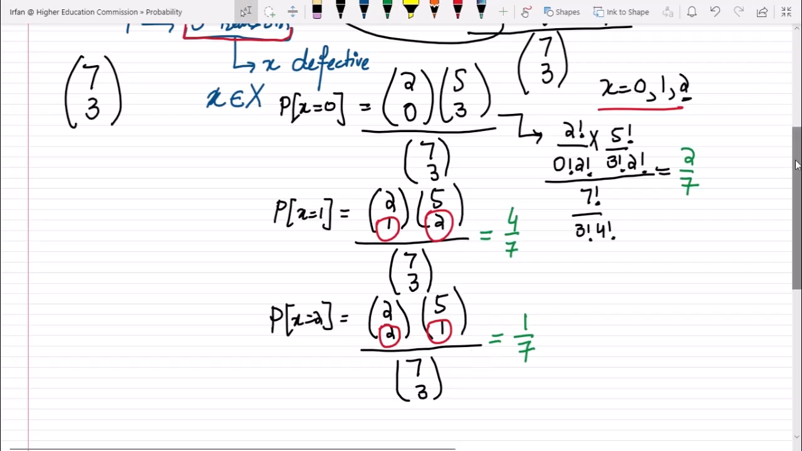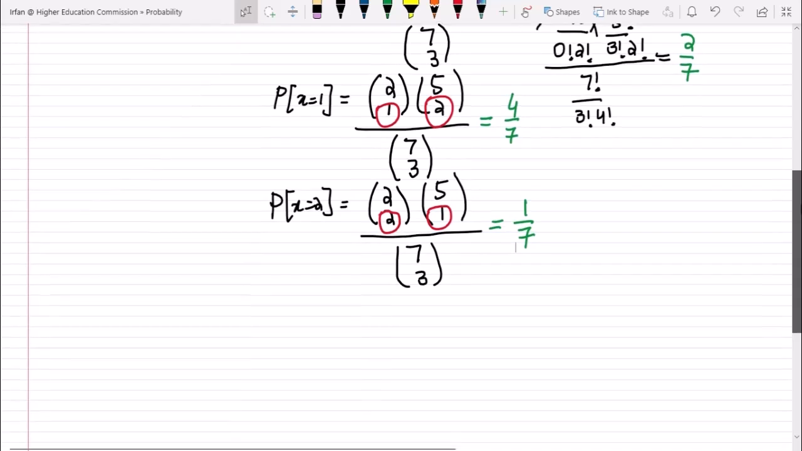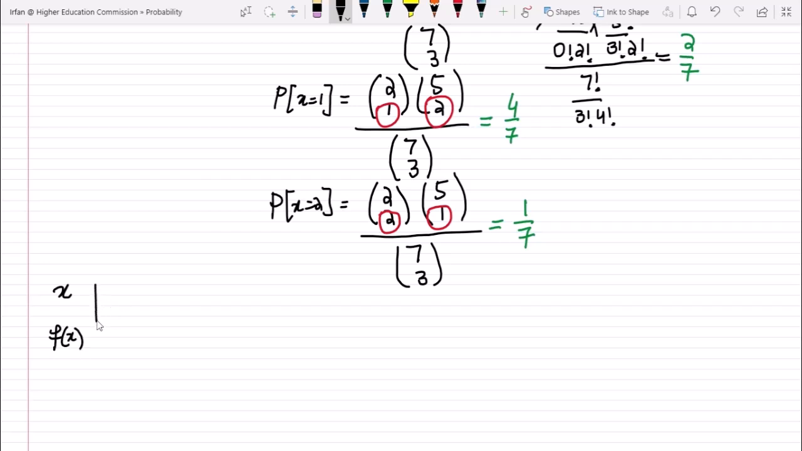Let me draw them graphically, because we are also told to draw them graphically. So first of all, let me draw them here. Here these are the values of x, and here we have the value of f of x. Here we have different values as 0, 1 and 2. Let me plot them here. So for 0, the value of f of x is 2 by 7. For 1 I have 4 by 7, and here 1 by 7.